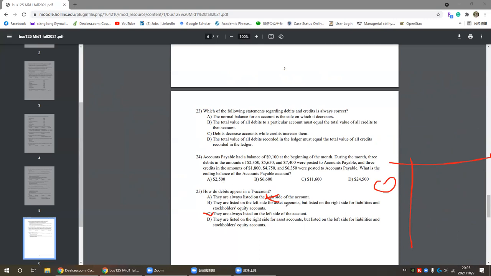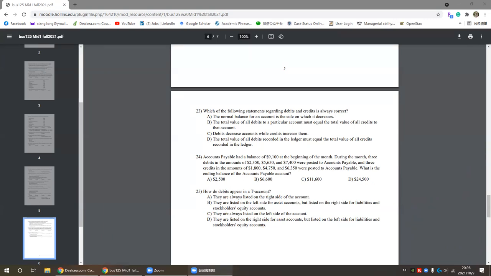They are listed on the left side for asset accounts, but listed on the right side for liability and stockholder equity accounts. This is very easy to pick, and some of you picked this answer and that's wrong. For the T account, there's always one general rule: debit on the left side, credit on the right side. And D, they are listed on the right side of the asset account and on the left side of the liability. That's wrong as well. So the correct answer would be C.